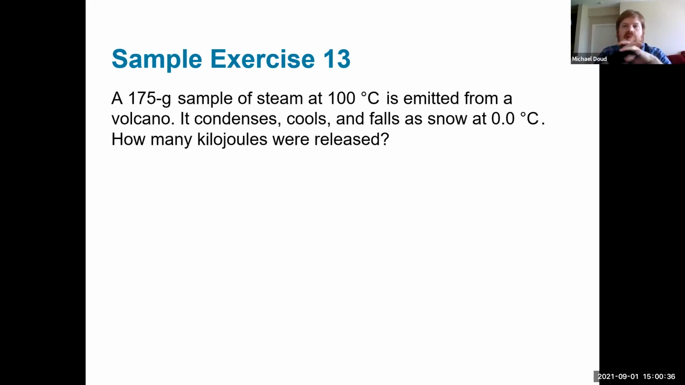Okay, so first hint is this. You have a sample of steam, and it condenses, cools, and falls as snow at 0 degrees Celsius. So how many different things happen to this steam before it can be snow? Basically that's going to tell us how many calculations we have to do for this problem. Well, it's at 100 degrees Celsius and it's steam, right? So we know it's going to condense from steam to liquid. So that's step one. We'll call it Q1. We know that the first process is condensation.